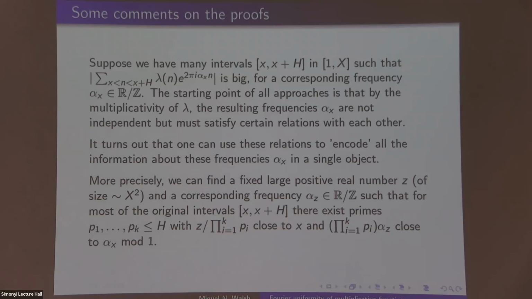For most of the original intervals x plus h, where we have an exceptional frequency alpha x, we can find small primes p1 through pk of size at most h, such that C divided by these primes lands close to the initial point x of the interval, and simultaneously the distinguished frequency alpha C multiplied by these primes lands close, mod 1, to the frequency alpha x that corresponds to this interval. So we have fixed C and alpha C as distinguished elements, and for each interval x plus h, we can find a choice of primes such that C divided by those primes is close to the initial point of the interval, and alpha C multiplied by those primes is close to the frequency mod 1. In essence, this tells you that these frequencies are synchronized in a very precise way, synchronized in fact by one single element.